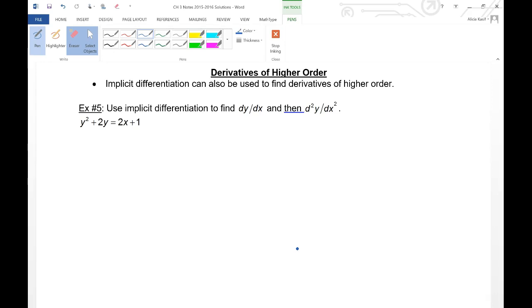Okay, so here's what we want to do. We want to find the second derivative, so we have to find the first derivative first. This notation, d squared y over dx squared, is y double prime. That's the second derivative. So you have to find y prime and then take the prime of that, basically. You'll see. Now it's a little more complicated.